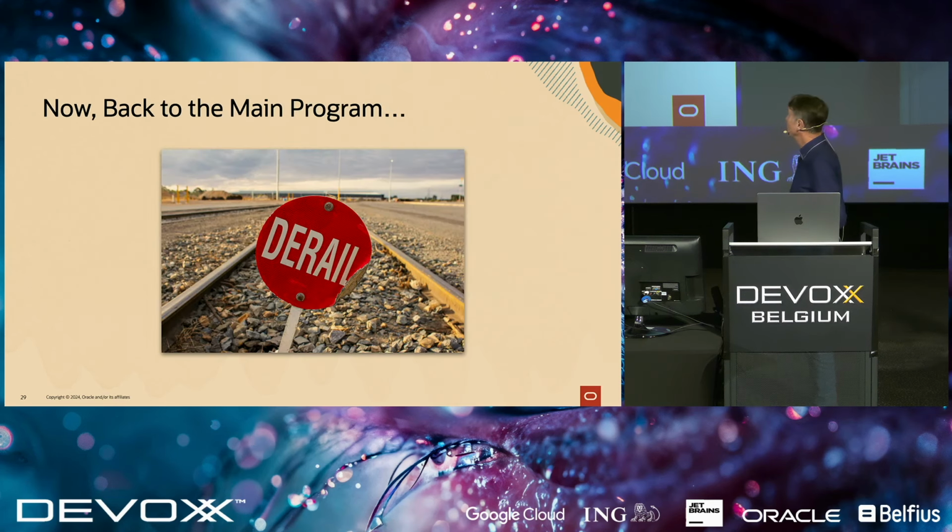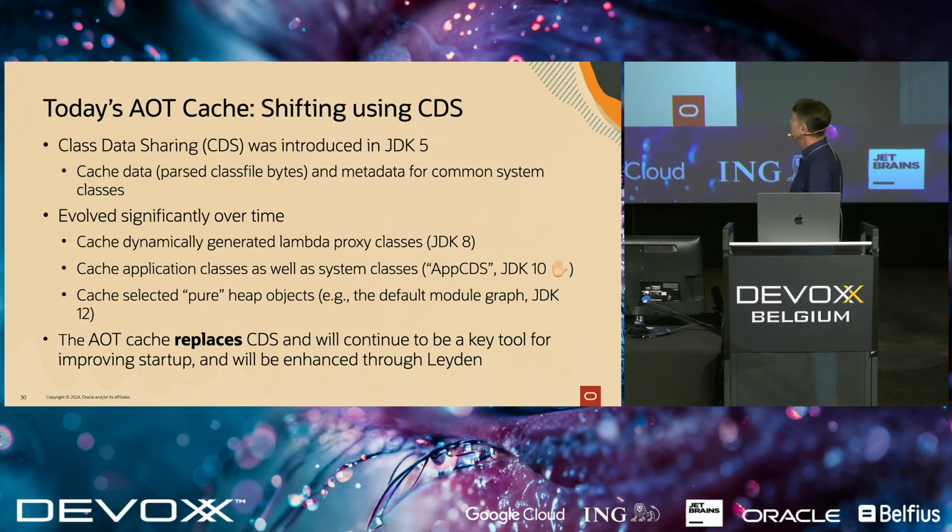So let's go back to the normal program after this derailment, and we can talk about today's AOT cache, which is shipping using CDS. Now, class data sharing, CDS, was introduced already in 5. That allows us to have some internal JDK classes put in this kind of AOT cache. And then we added the Lambda proxies in JDK 8. And then in 10, we got this AppCDS.